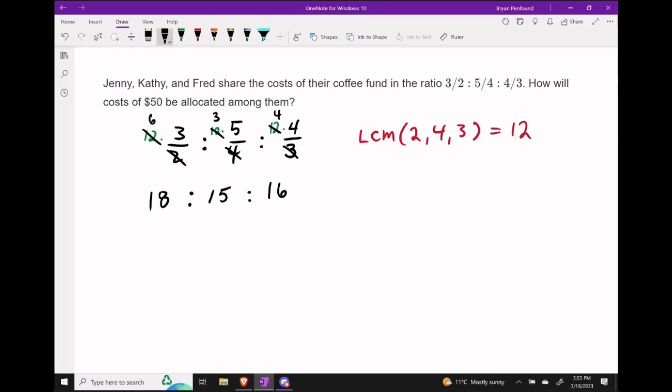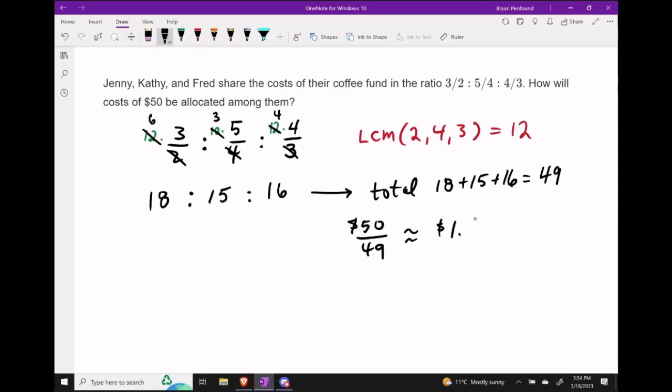This means that Jenny, Kathy, and Fred are actually sharing the cost of their fund in an 18 to 15 to 16 ratio. Now, adding up these three numbers, we get a total of 49 parts. So what we need to do is actually take our $50, divide it into 49 equal pieces, and then divvy up those pieces appropriately.